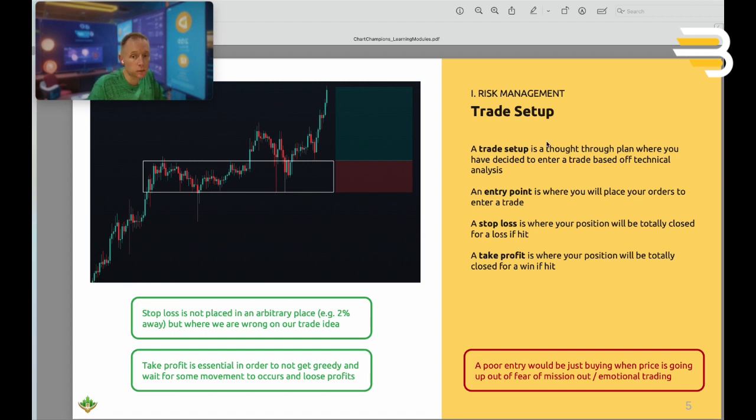So the trade setup is a thought-through plan where you have decided to enter a trade based off of technical analysis. An entry point is where you'll place your order to enter a trade. A stop loss is where your position will be totally closed for a loss if hit. A take profit is where your position will totally be closed for a win.